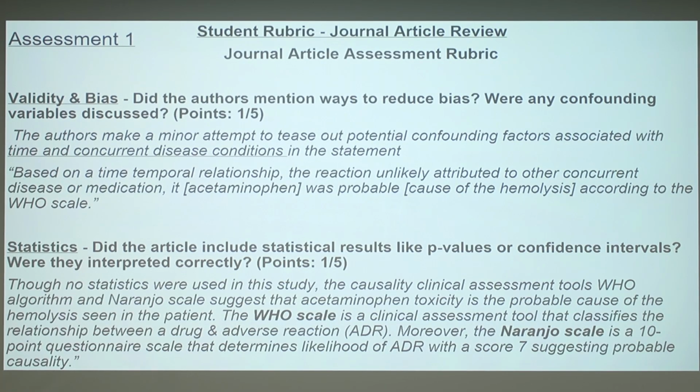And so I gave them 1 point because they used that WHO scale and the Naranjo scale. This scale is also a scale that determines the likelihood of an adverse reaction. So they use 2 different scales to try to determine cause and effect of this condition, the hemolytic anemia in their patient. And based on these 2 scales, they found it likely to be caused by the acetaminophen. So I gave them 1 point.